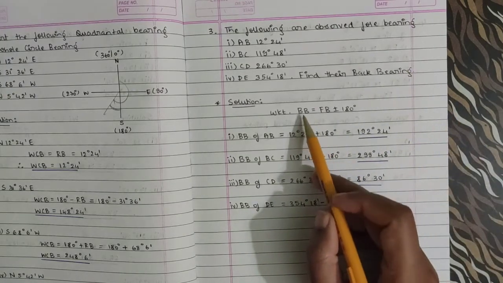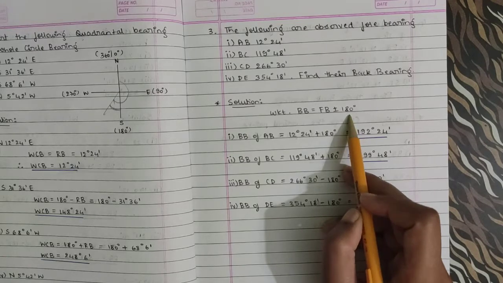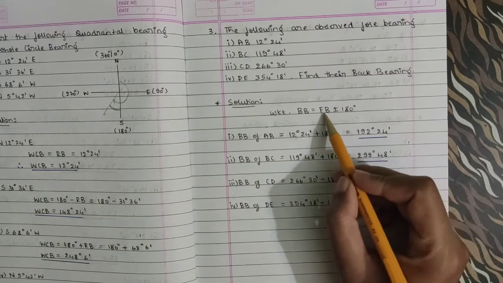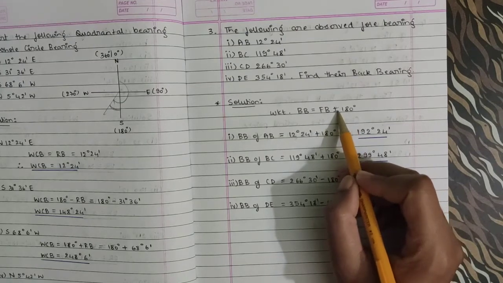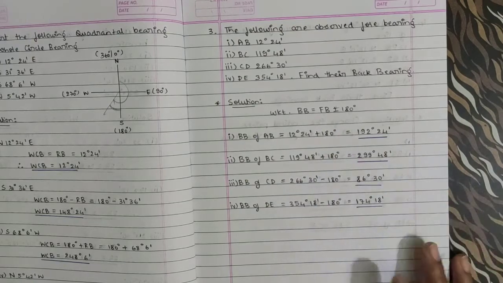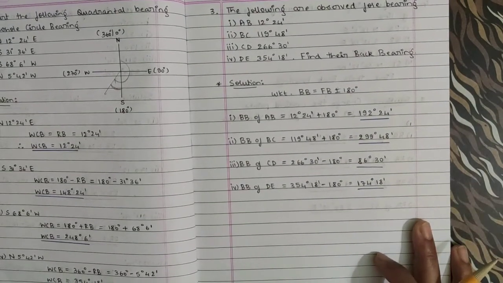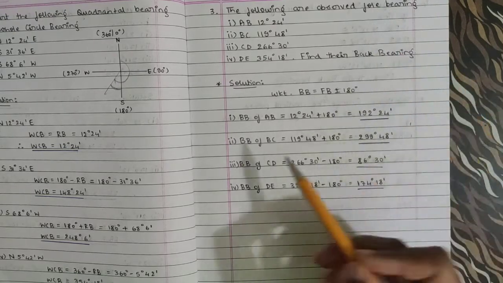We know that back bearing is equal to fore bearing plus or minus 180 degree. It is plus when the given fore bearing is less than 180 degree, and it is minus when the given fore bearing is greater than 180 degree. Now we shall solve the problem. We shall convert the given fore bearing to back bearing.